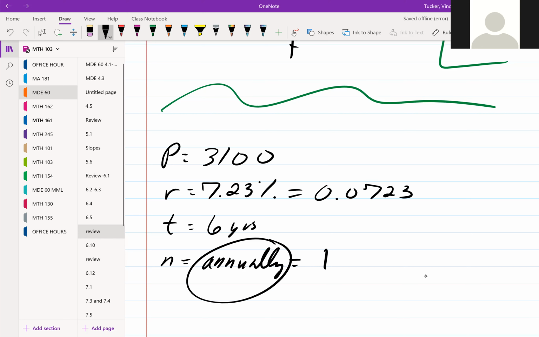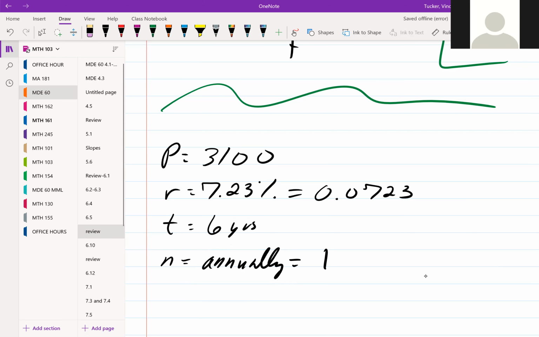So now that's going to be a word. For the most part, they're going to give you a compounding in a word. So whether it's, and I gave you those lists of translations, whether it's annually, semi-annually, quarterly, and that will dictate what n is going to be numerically.